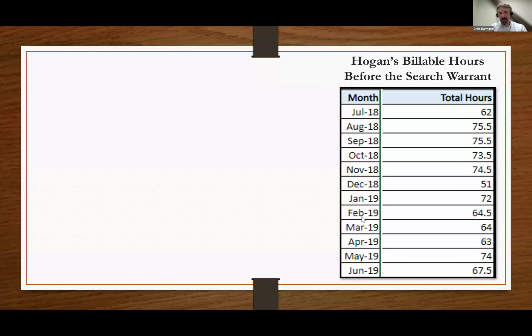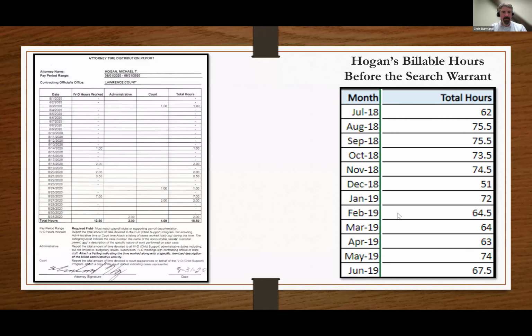Then there was sort of a lull, and the first time period he submits after the search warrant of the office, he only reported 18 and a half hours, which gave us a pretty big clue. Although I suspect this was probably a little inflated itself, it was clearly closer to reality as opposed to the 50, 60, 70 hours per month he had historically claimed.